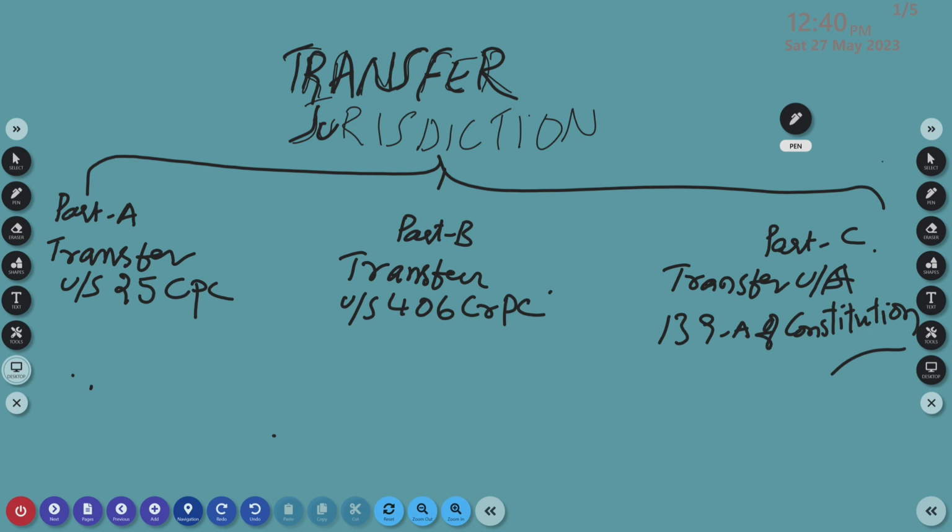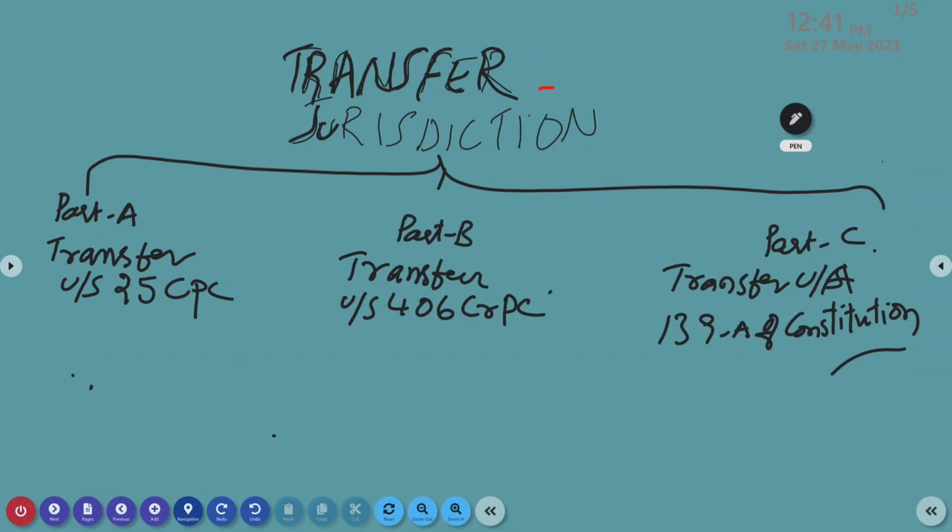Friends, today we discuss the transfer jurisdiction of the Supreme Court. We know that various types of jurisdictions are there for the Supreme Court. This transfer jurisdiction is one of those jurisdictions, which can be said to be a part of original jurisdiction. Now, there are three types of parts in this particular transfer jurisdiction.